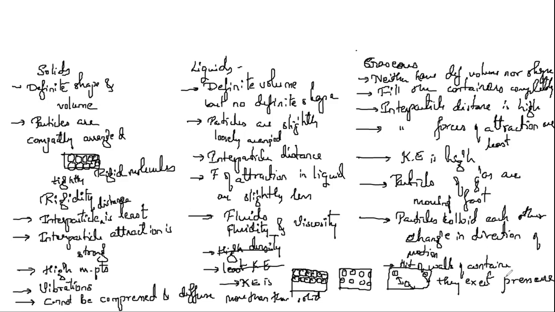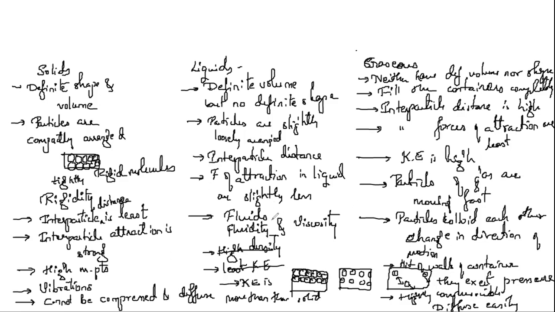So how do gases exert pressure? When they hit the walls of the container. There is a change in the direction when particles collide with each other. But these particles always move in a straight direction, not in a wave form. The zigzag form comes when particles hit each other, colliding with each other. These are highly compressible, and they diffuse very easily.